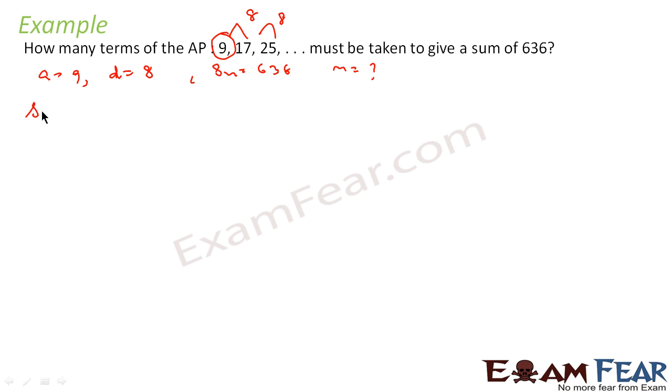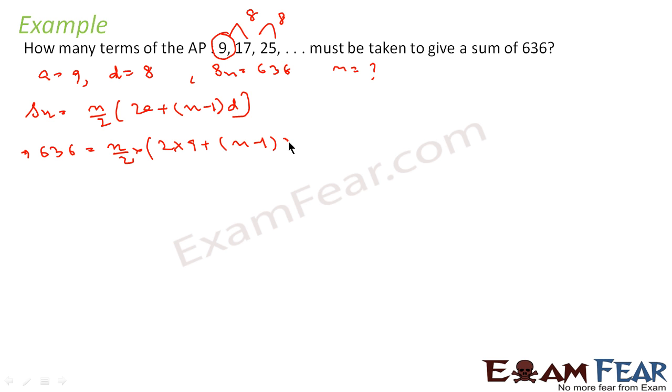Apply the formula. Sn is equal to n by 2 into (2a plus (n minus 1)d), correct? So 636 is equal to n by 2 into (2a, which is 18, plus (n minus 1), d is 8). This is what we have got, correct? 2 I can cancel here, this becomes 4. So I'll get 9n plus 4n squared minus 4n is equal to 636. Just solving the equation, I get 4n squared plus 5n minus 636 is equal to 0.